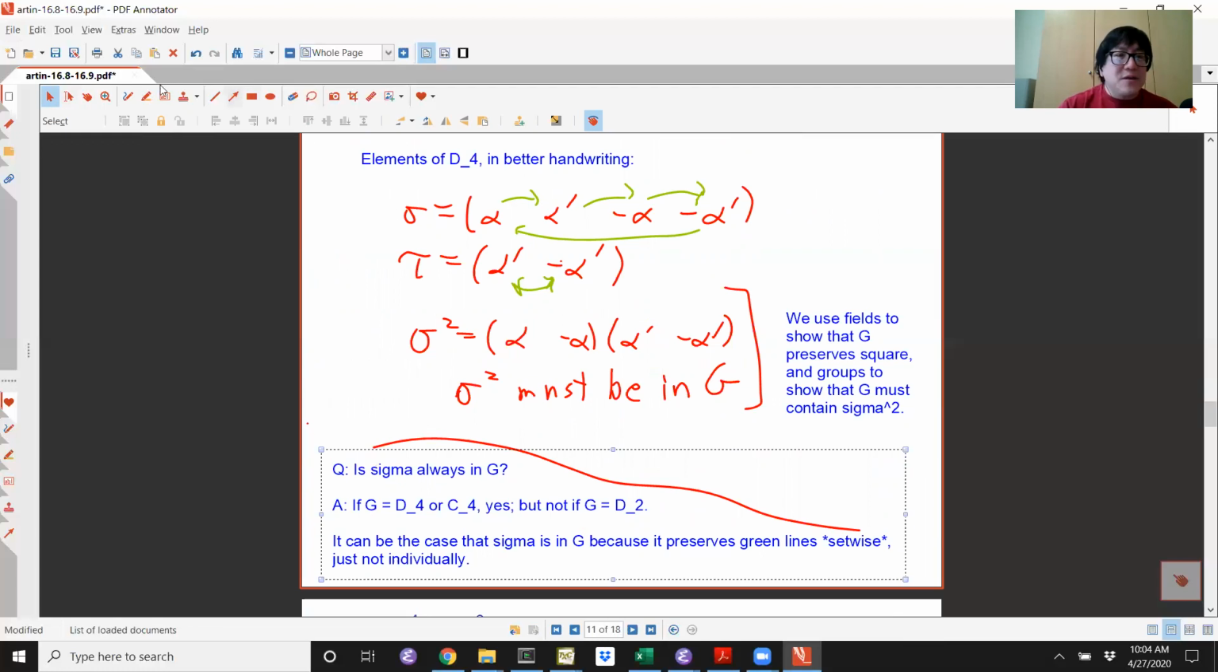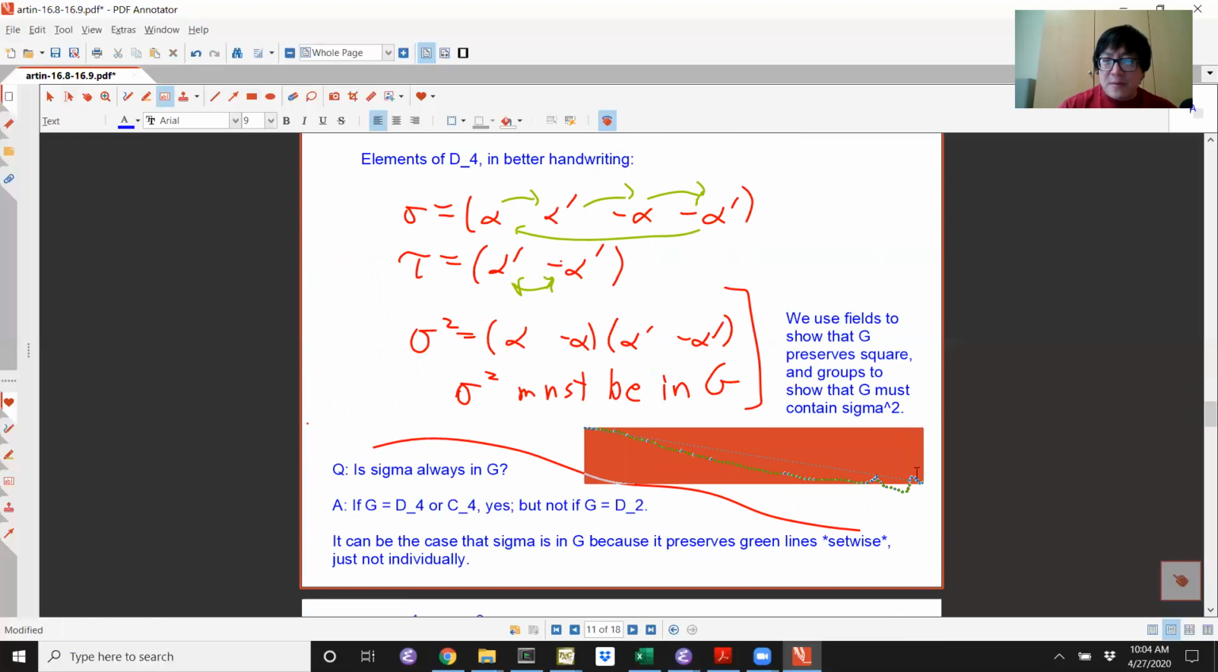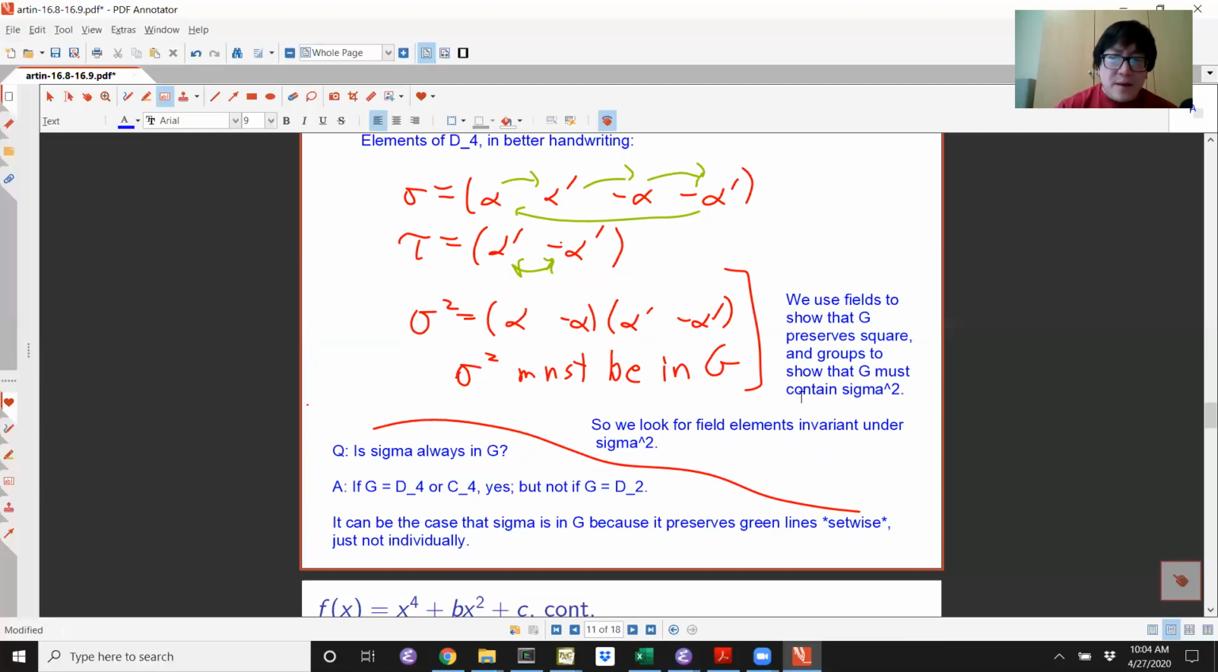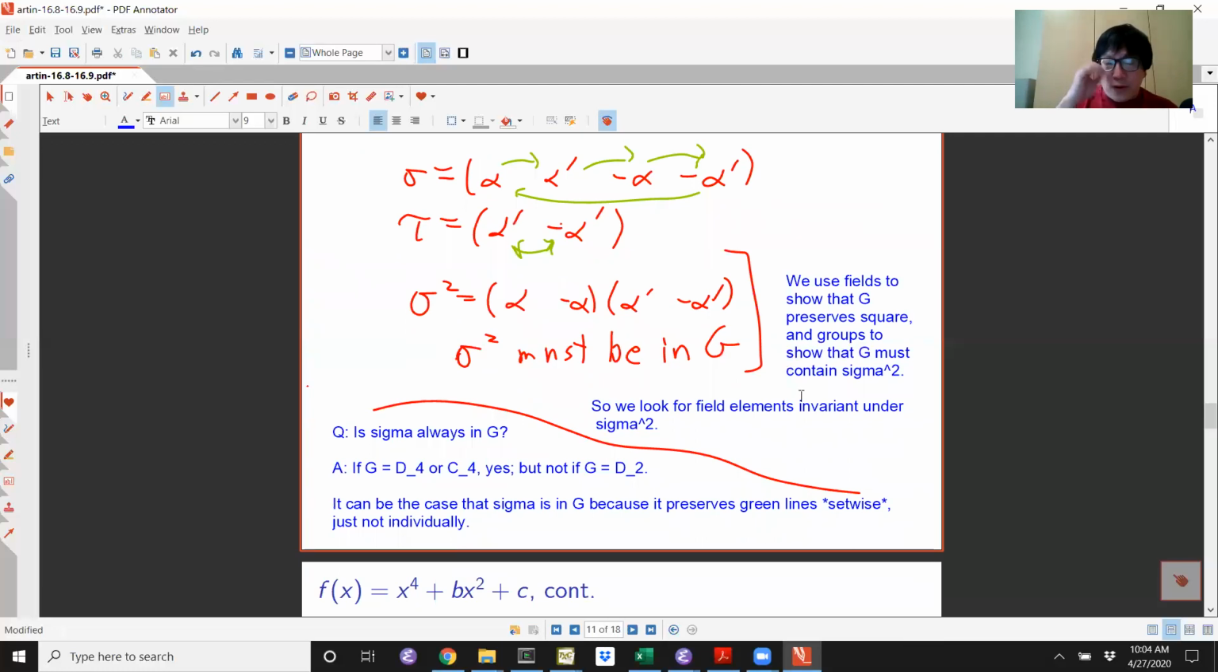All right, I guess you don't actually need to know this. Let me start again. So we look for field elements invariant under sigma squared, because we're actually going to look at the fixed field of the group generated by sigma squared.